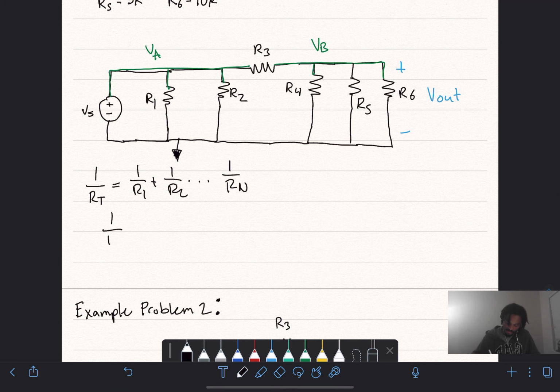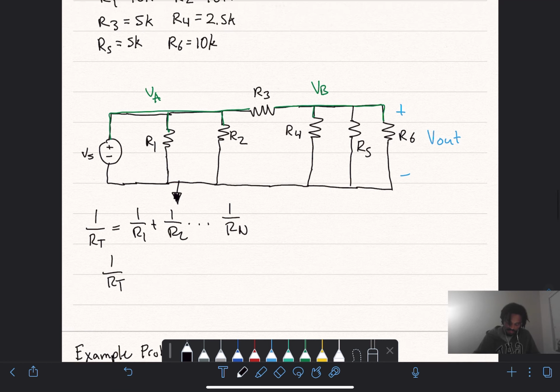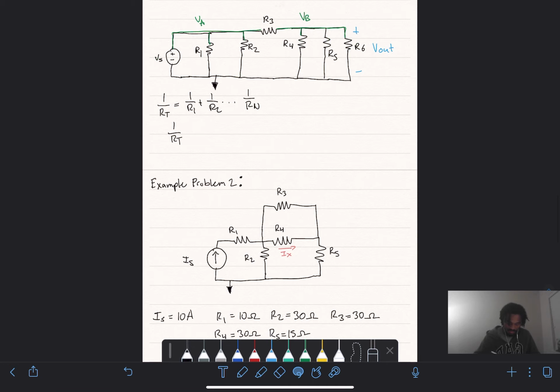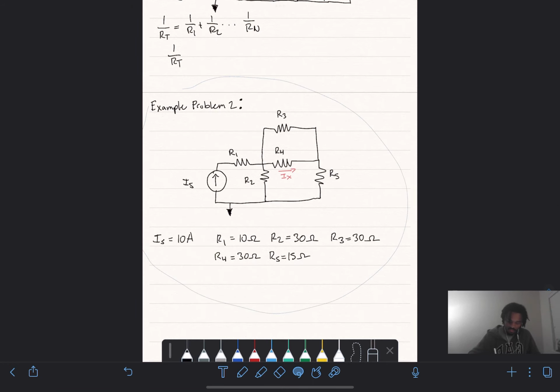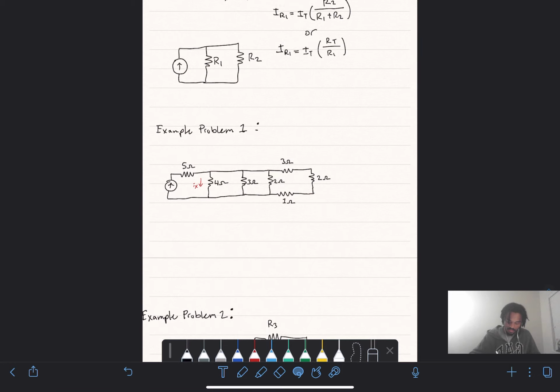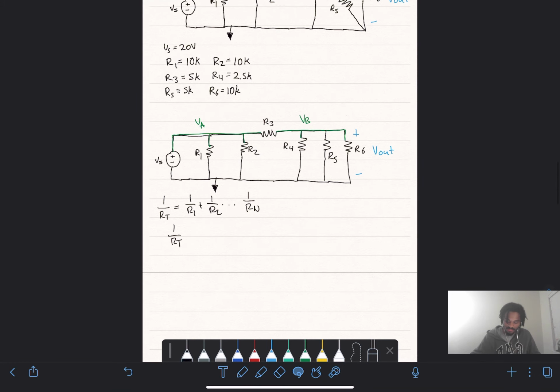I'm going to move this other problem out the way real quick. It's for a later date.